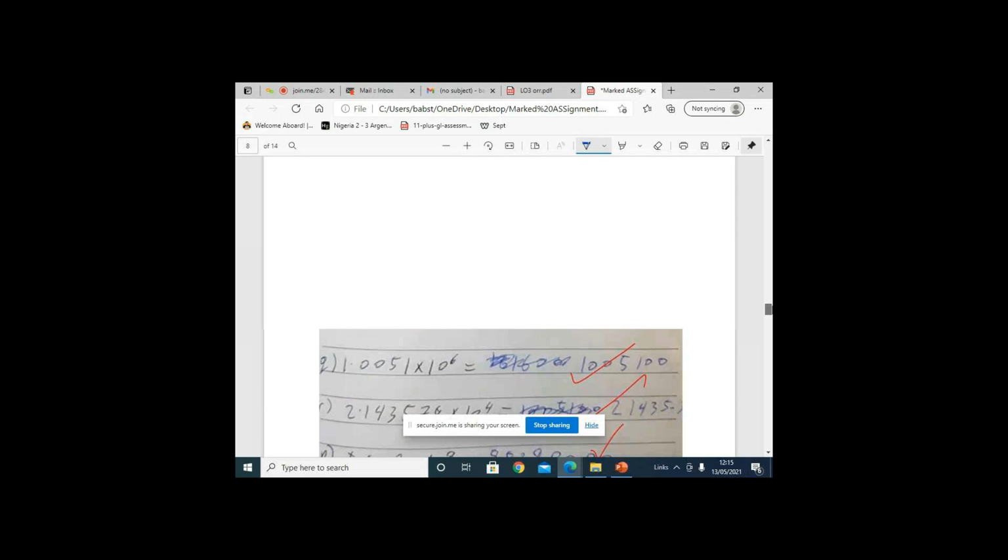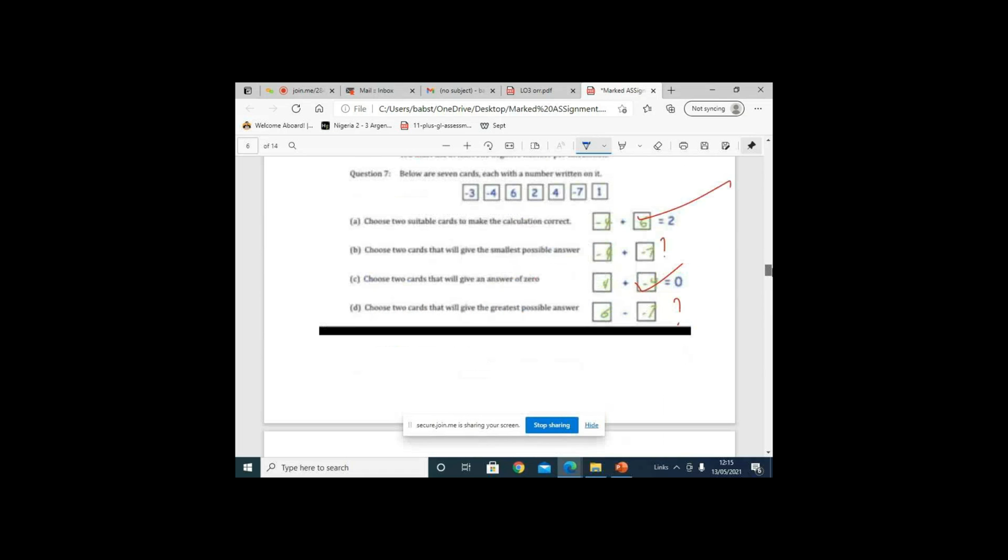There was one that I wanted to check. There was one that you did. Okay, yes, this one. Choose 2 cards that will give the smallest possible number. So you say -8 plus -8. What do you write here? Yeah, that's -8. But there's no -8 on the card.